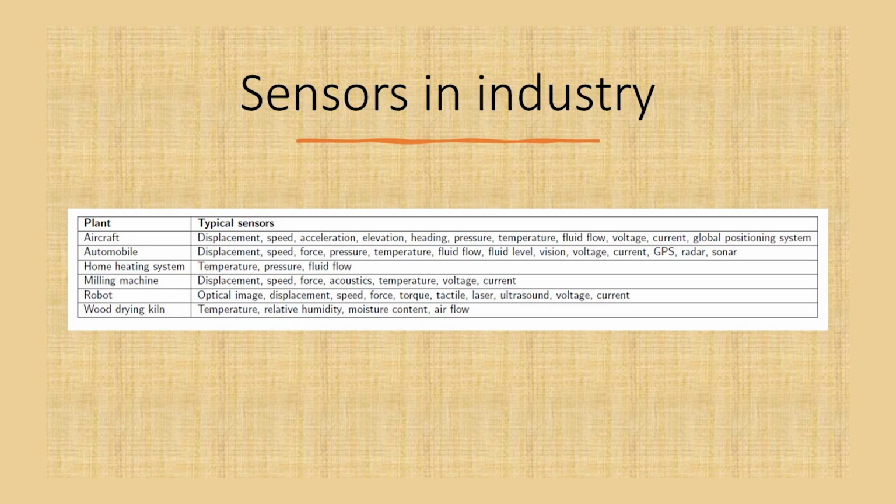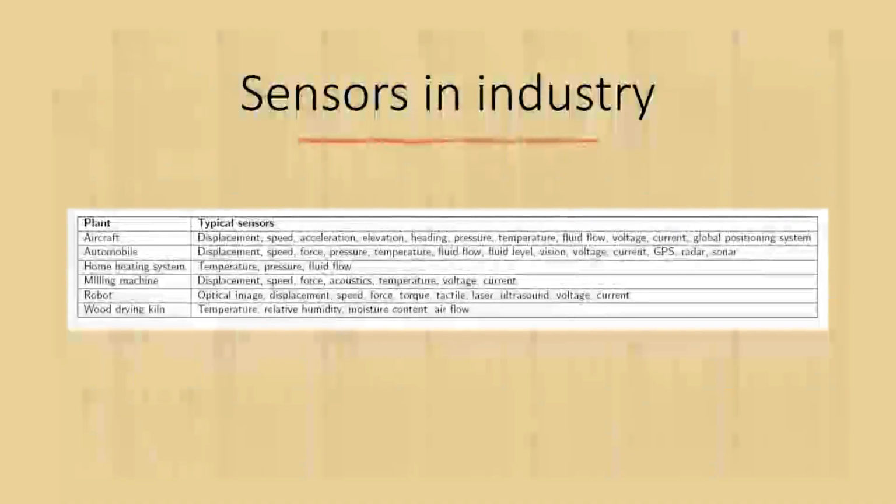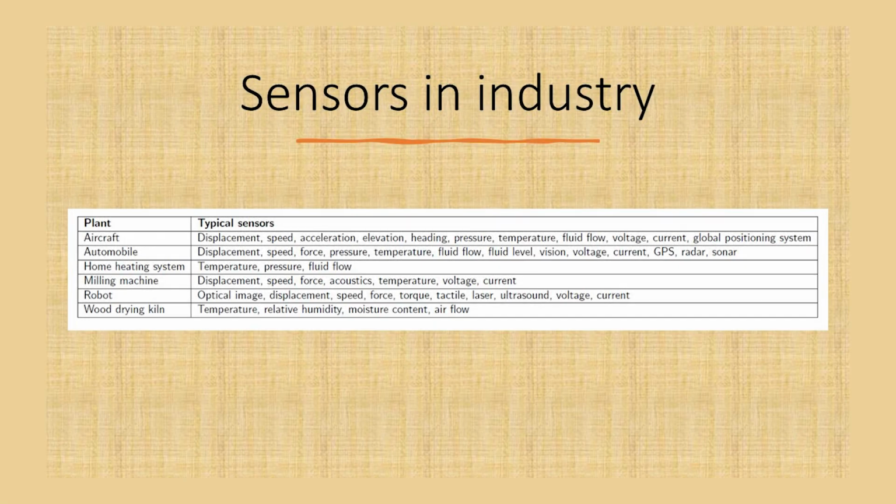In a robot, you may have some vision systems, so optical image, displacements, speeds, forces, torques, tactile measurements, lasers, ultrasounds, voltage, current. So, these sorts of sensors are there in robots. In a wooden drying kiln, the typical sensors are temperature, relative humidity, moisture content, airflow, etc. So, this is sort of introducing you to different types of sensors that are required in different industrial systems.